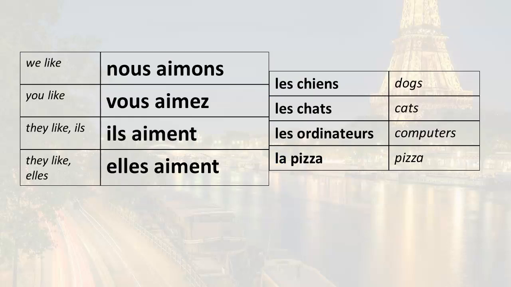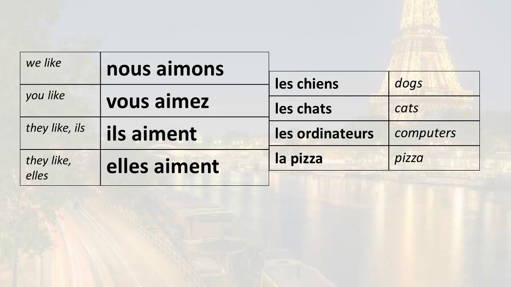Okay, so we learned how to make statements like nous aimons les chiens, nous aimons les chats, nous aimons les ordinateurs, nous aimons la pizza. How do we make questions? Okay, so we're going to make questions with some of these forms here. So let's go ahead and look at that.